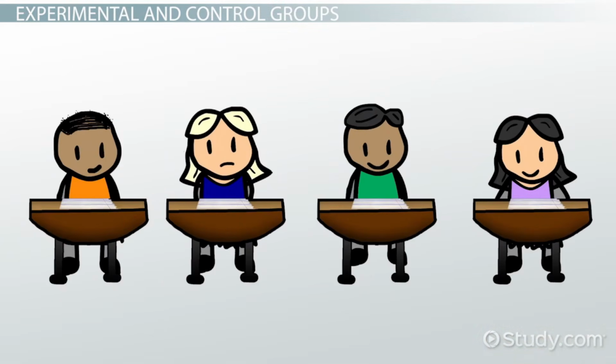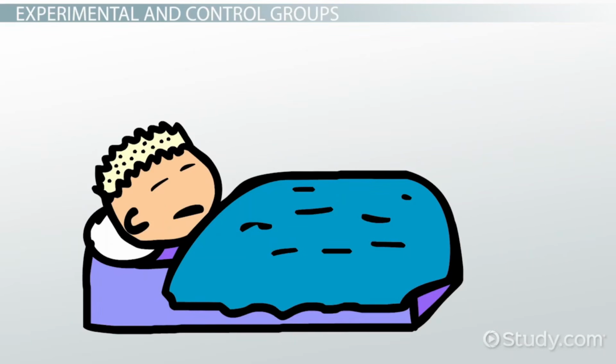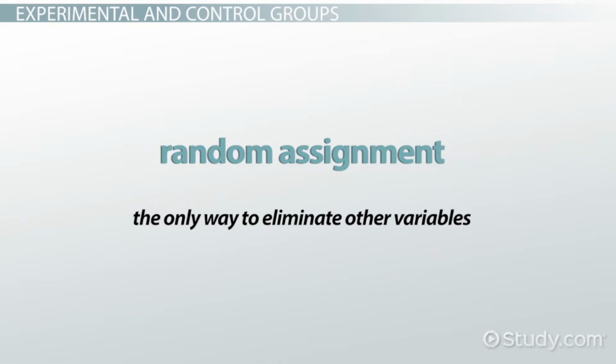Okay, so how about picking the experimental group based on a first-come basis? Sorry, choosing to put the first 150 students who come to class in the experimental group is also not random assignment. Maybe those students who get up earlier to make it to class on time typically perform higher on tests because they get more sleep. Random assignment is the only way to eliminate other variables that could influence your results.